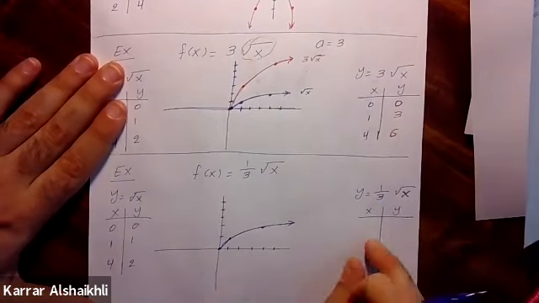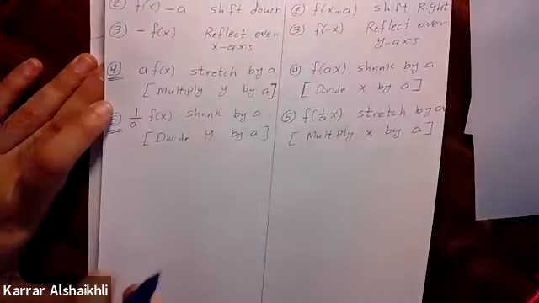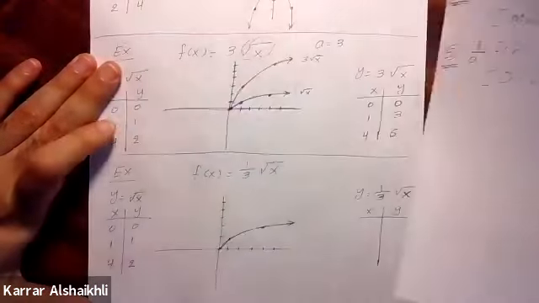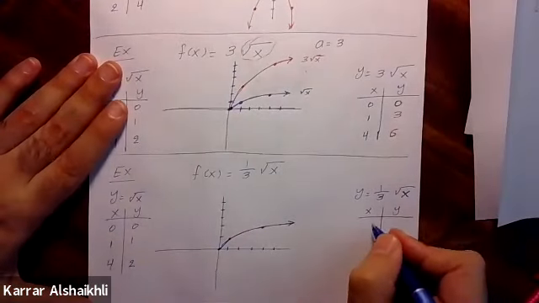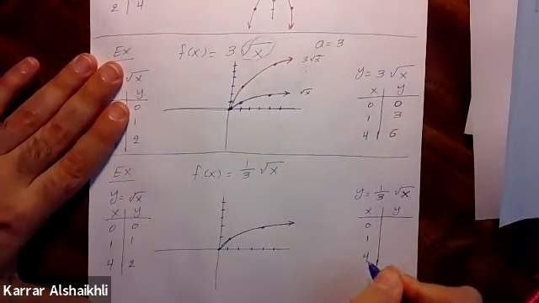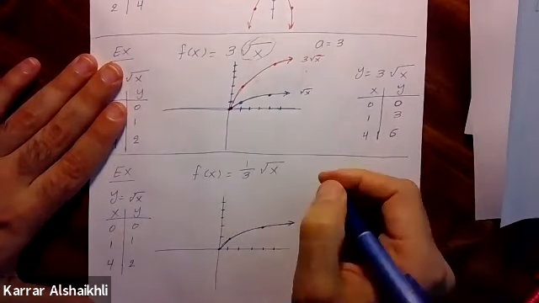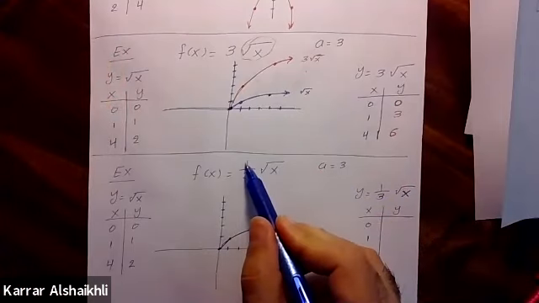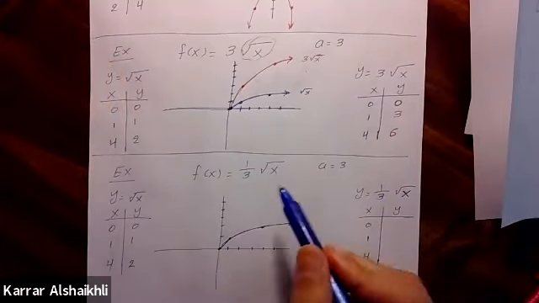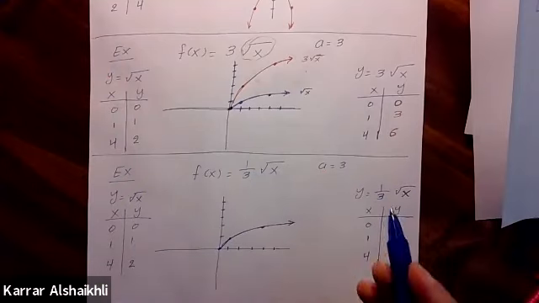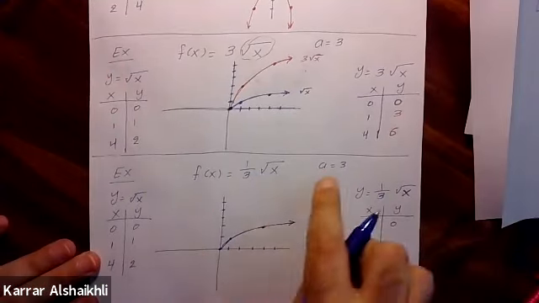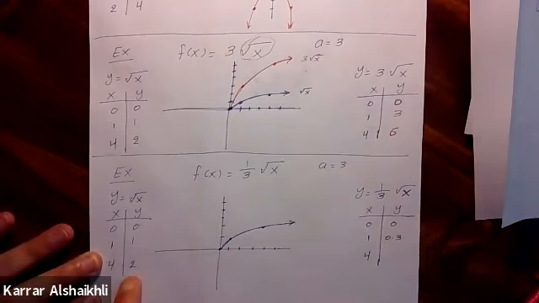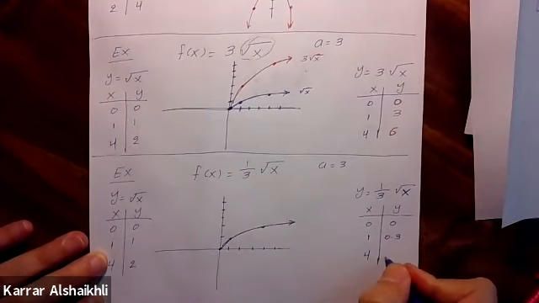Now, how do we get the new table? For the new graph, you have to divide y by a. So we're going to divide y by a. The x is going to be the same thing. We're going to divide 0 by a, where a equals 3, not 1/3. a equals 3, just the number. So 0 divided by 3 is 0. 1 divided by 3 is going to be 0.3. 2 divided by 3 is going to be 0.6.